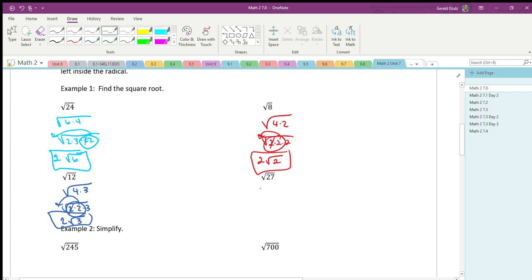And then square root of 27. I know that 9 times 3 is 27. 3 times 3 is 9, and we still have that times 3 there. So we got a pair of 3's. One goes away, the other one comes out. So 3, and then we still have a radical 3 in there, or still have a 3 inside of the radical.